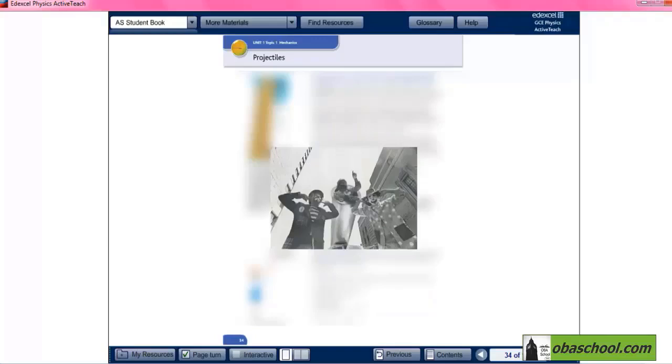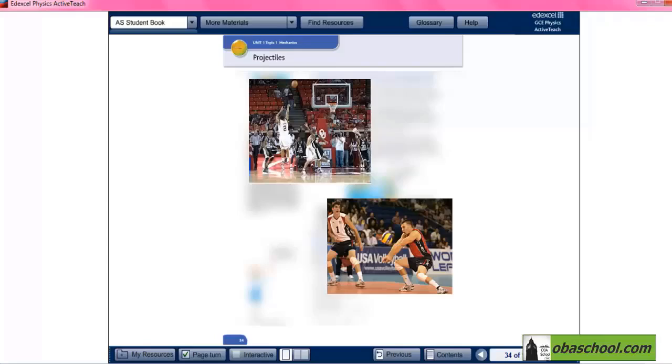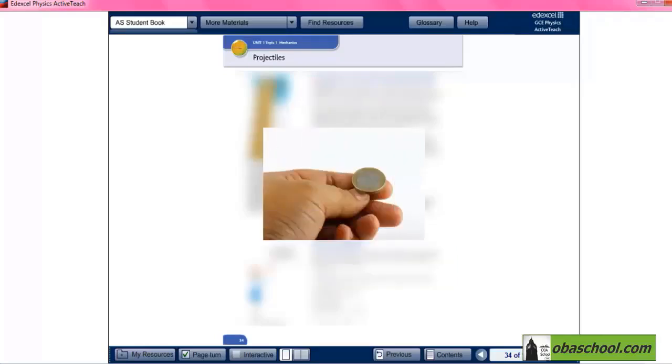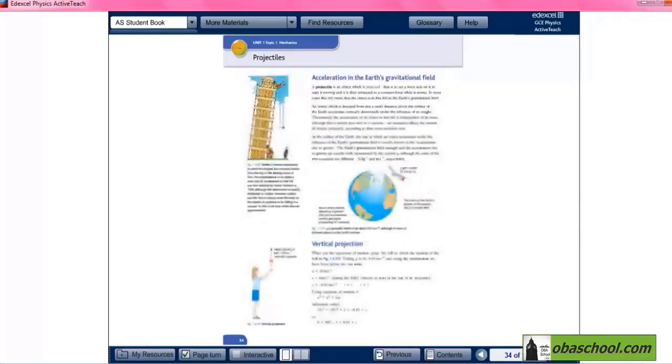In China, they use the projectile concept when they use the cannon. In volleyball and basketball, when the players throw the ball in a certain direction. And very simple examples such as flipping a coin or playing with the ball. As you can see, there are a lot of examples about projectiles.